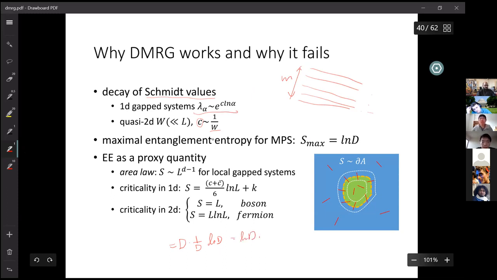On the other side, we also have this very nice area law, which states that for any local gapped Hamiltonian, the picture is that you only have very short-range entanglement. For any partition, you look at the entanglement between the green part and the exterior, the blue part, and the entanglement entropy should grow proportional to the circumference of the green region.